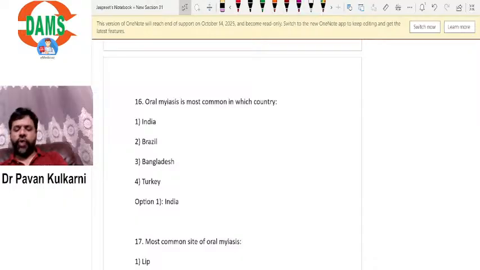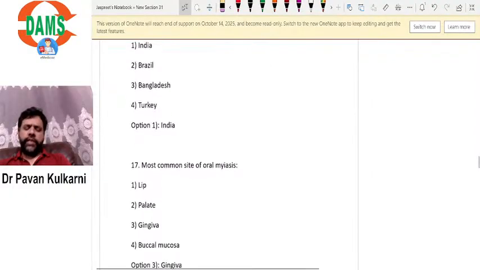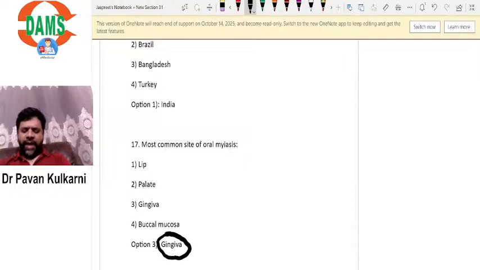Oral myiasis is most commonly seen in which countries? All of us know oral myiasis is a very deadly disease, very endemic in some countries, particularly in India, the subcontinent of Asia, where you will see larvae, myiasis-causing organisms, which typically come out from the skin. That is called oral myiasis. In the oral cavity also you will see oral myiasis, particularly in the gingiva. I have personally seen 2 cases of oral myiasis, and it's a very pathetic sight actually.